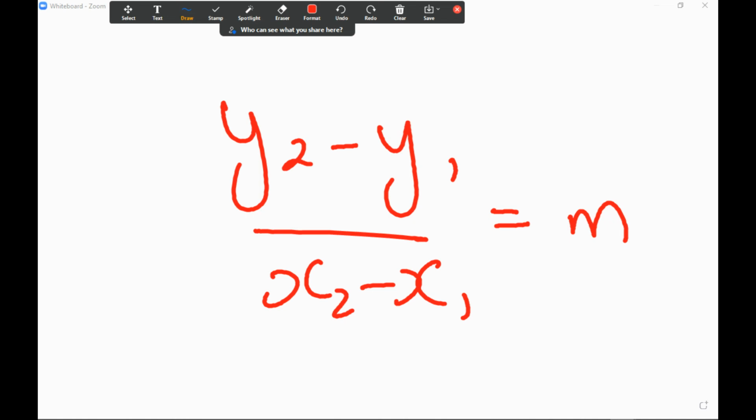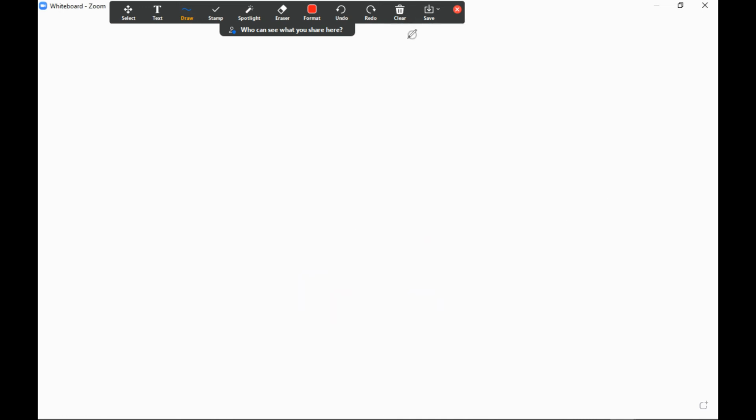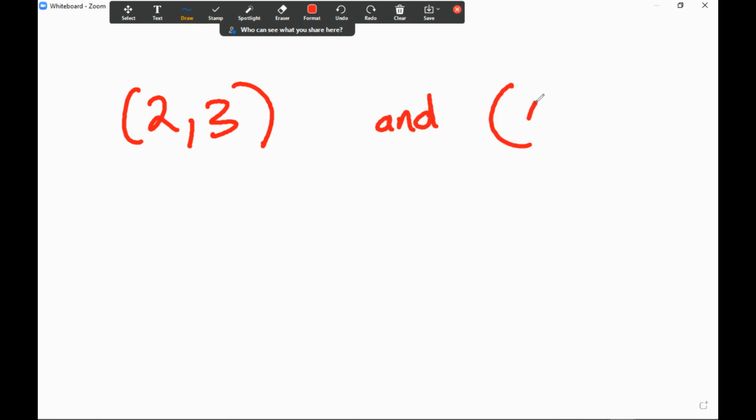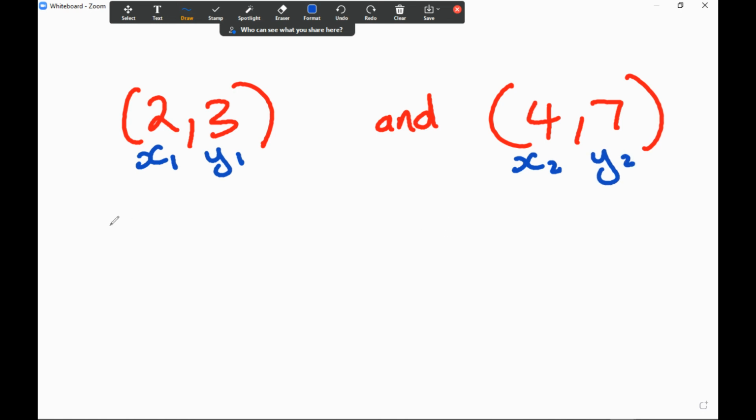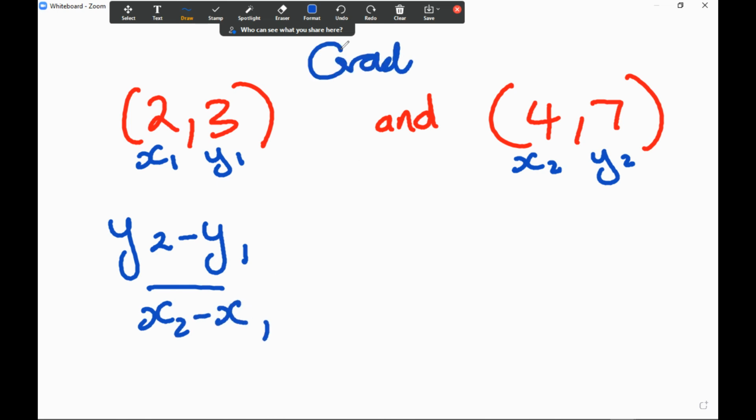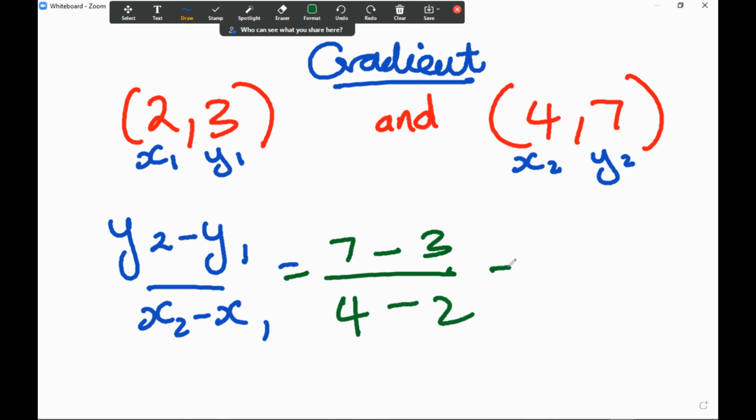You got it? You guys got it? Yeah? Okay, good. Now, write these next two numbers down. Write down (2, 3) and write down (4, 7). You got it? Remember, this is x1, y1. This is x2, y2. Now, let's go through this. y2 minus y1 over x2 minus x1 is going to give me my gradient. That's what I want. So what's my y2 going to be? 7 minus 3, divided by x2 minus x1, 4 minus 2. 7 minus 3 is 4, 4 minus 2 is 2, 4 divided by 2 is 2.